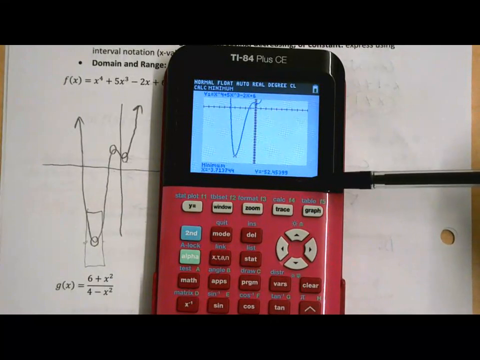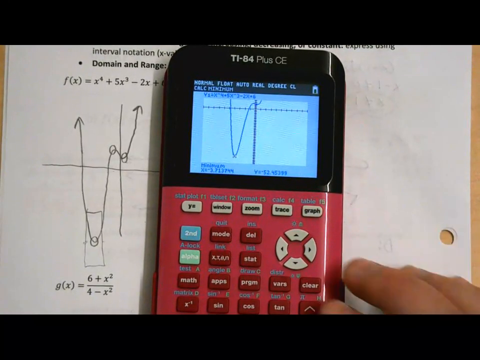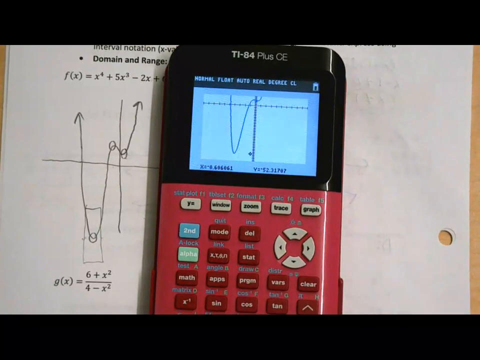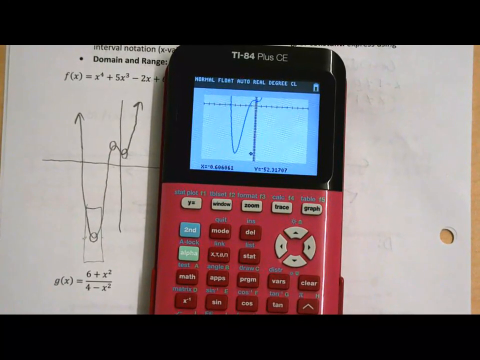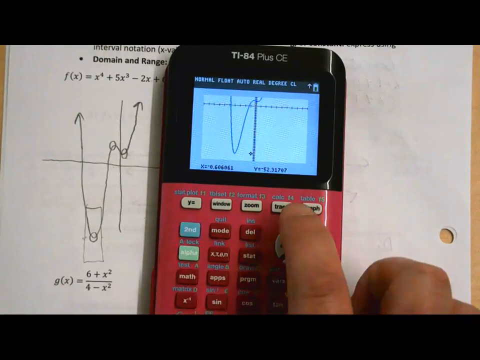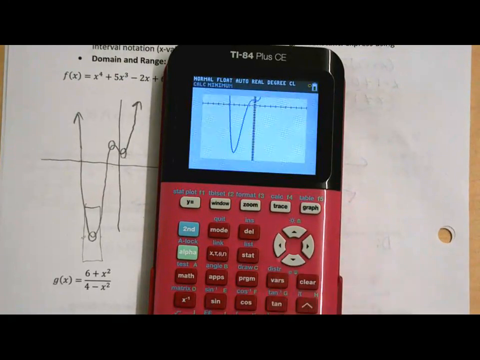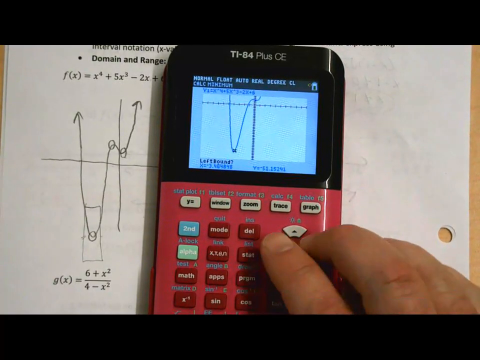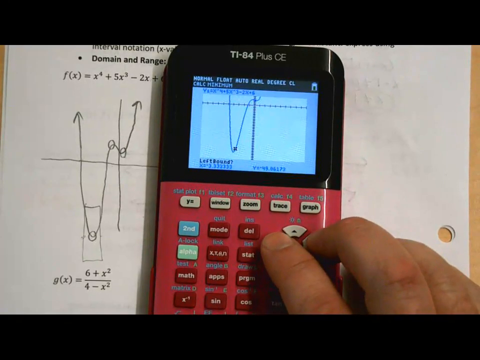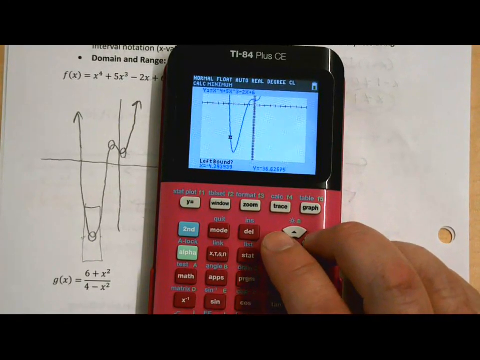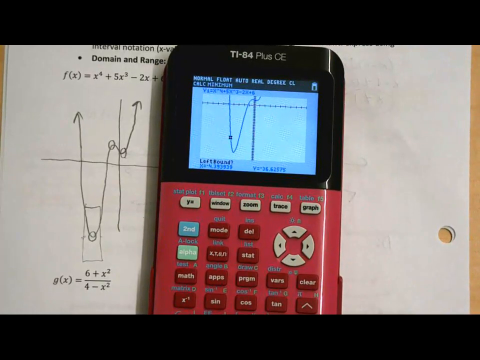Okay? So I'm going to walk you through that whole process again right now. I'm moving my cursor so it's not over top of that. If you've got your calculator with me, follow along. We're going to hit second calc, which is the trace button. Go down to minimum. Hit enter. It's asking you for a left bound, so use your arrow keys to move your cursor a little bit to the left of that minimum, and hit enter.